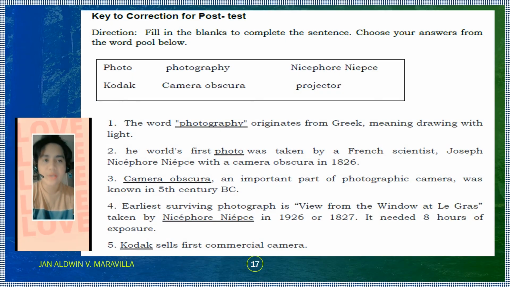Let's check whether you answered the post test correctly. These are the key corrections of your post test. Number 1, the answer is photography. Number 2, photo. Number 3, camera obscura. Number 4, Niepce. And number 5, it's Kodak. I hope you got 5 correct answers.